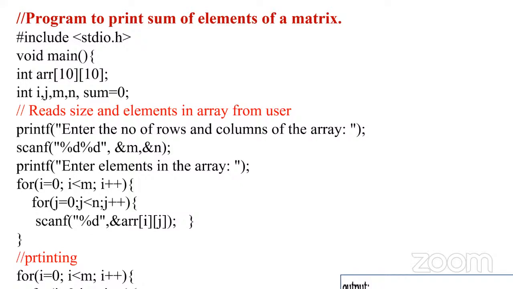But I want 11 rows and 12 columns. Can I enter that? No. What is the maximum size of the array? Here it is 10 by 10. That means you can store a maximum of 10 rows as well as 10 columns only. You cannot enter more than that. Once you declare the array, you cannot modify it later. So this is a problem with the array.